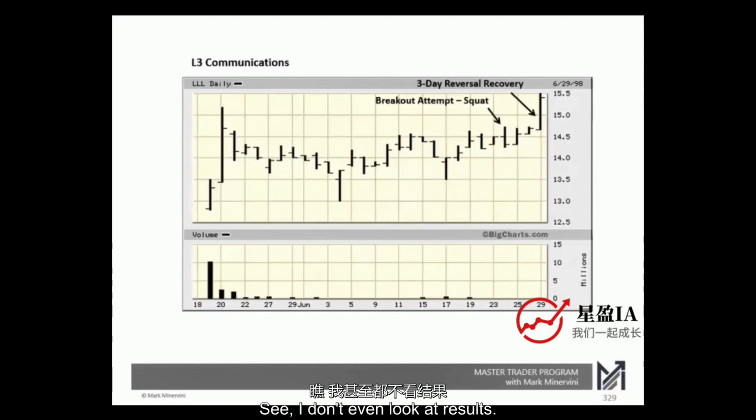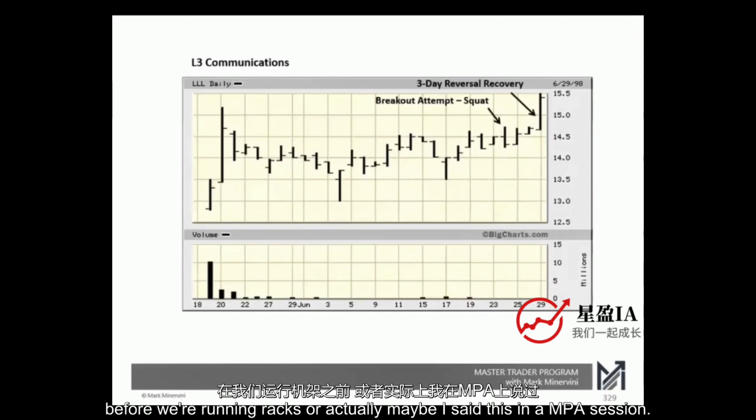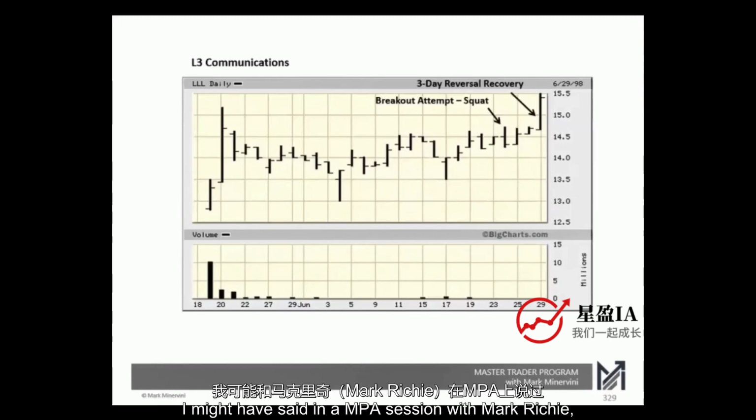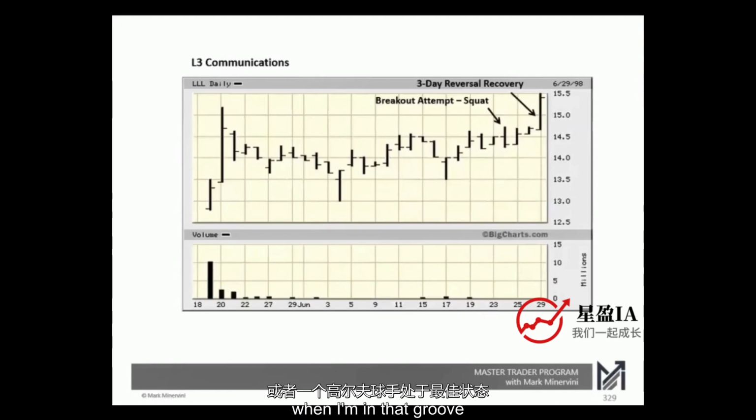See, I don't even look at results. Sometimes I'll go days without knowing what my account balance is, as long as things are working. We talked about this before, or maybe I said this in an MPA session with Mark Ritchie, but it's like a pool player running the table, or a golfer that gets into a groove. When I'm in that groove, I'm just kicking butt and taking names, as they say, and moving forward. And I try to stay in process.